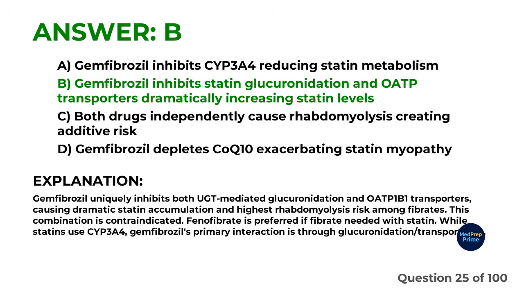Correct answer, B. Gemfibrozil uniquely inhibits both UGT-mediated glucuronidation and OATP1B1 transporters, causing dramatic statin accumulation and highest rhabdomyolysis risk among fibrates. This combination is contraindicated. Fenofibrate is preferred if a fibrate is needed with a statin. While statins use CYP3A4, gemfibrozil's primary interaction is through glucuronidation and transporters. Both can cause myopathy, but the DDI mechanism is pharmacokinetic inhibition.